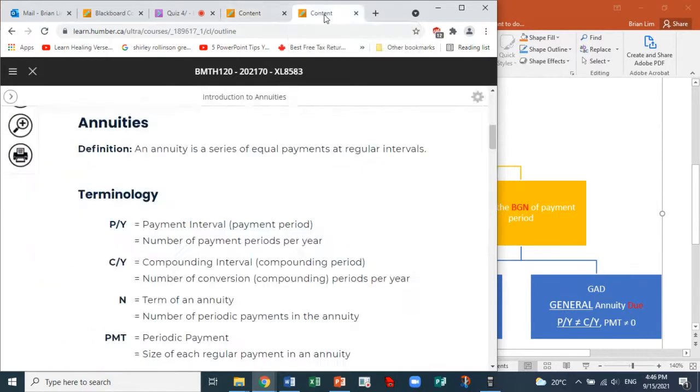So let us go in here. An annuity is a series of equal payments at regular intervals. Okay, so before we didn't use payments, remember, in our calculations because we were doing compound interest. All right, so let's look at the question. So that's the definition. An annuity is a series of equal payments at regular intervals.